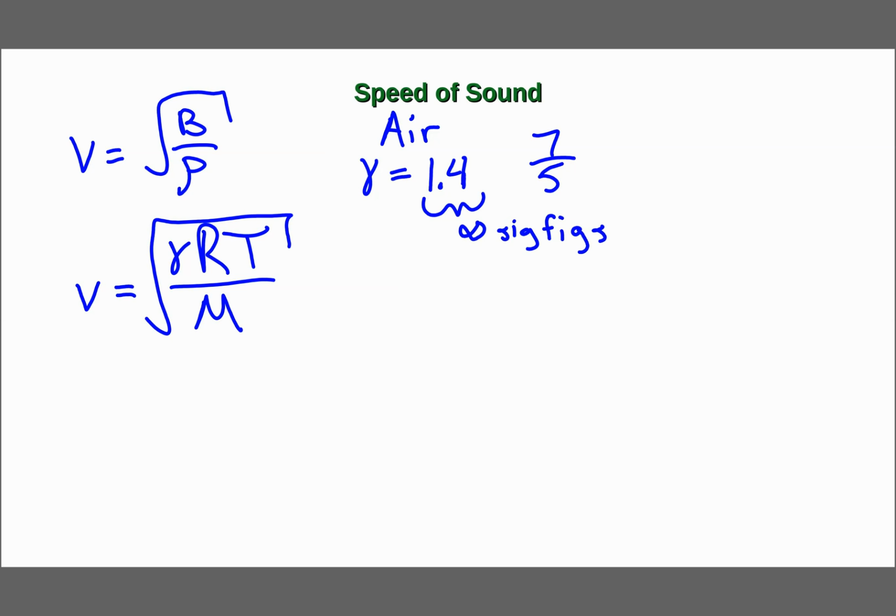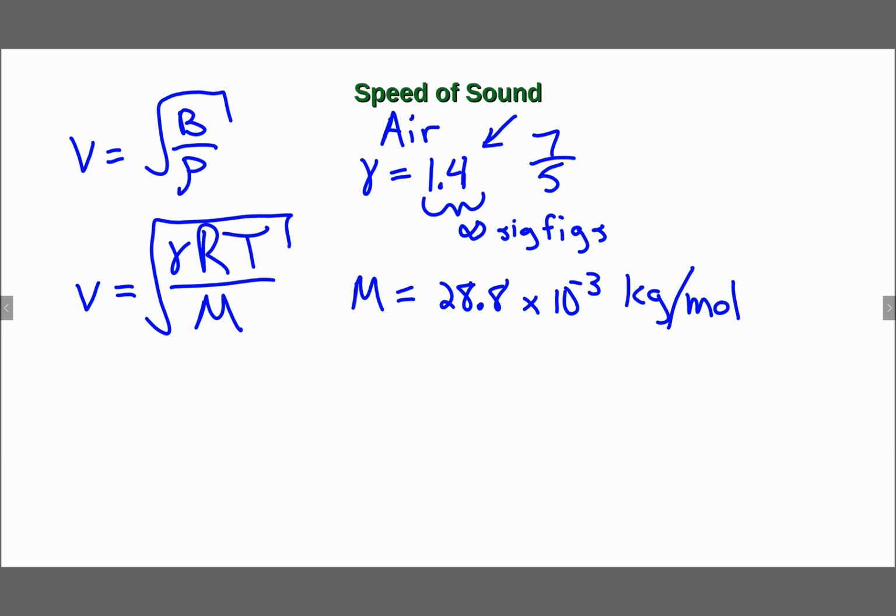It's exactly 1.4. Now, for atmospheric air, it's not exactly 1.4, but the way that they come up with this 1.4 makes it so for our purposes, it is exactly 1.4, okay? M is the molar mass of the gas. So for atmospheric air, it's 28.8 times 10 to the minus 3 kilograms per mole, okay?